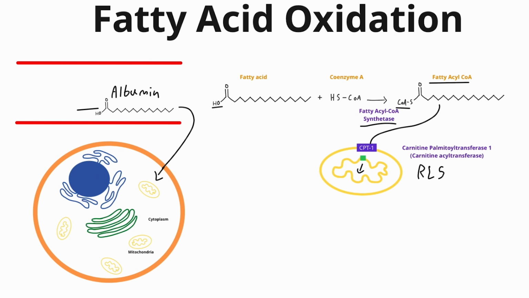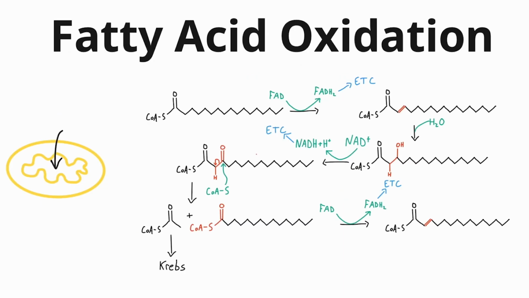Now that we've made it to the matrix of the mitochondria, we're going to undergo the actual oxidation process. This entire process takes place in the matrix of the mitochondria, and there aren't really any enzymes that I would recommend memorizing for this process, but just try to track what happens to this carbon chain as we go through it, and also keep track of the byproducts that are created during it.